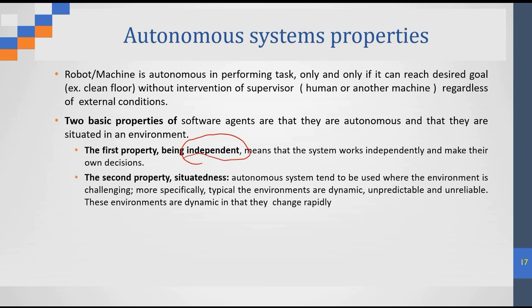The second one is situated. So the system should be situated. That means it's in the environment and can work and adapt itself based on this environment. So the first is independence and the second property is situation. We have many, but these are maybe the main two properties. The system is independent and situated.